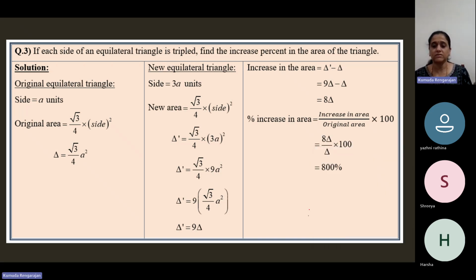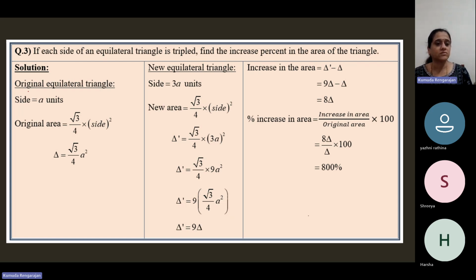Please listen. Since we have a special formula to find the area of an equilateral triangle, you don't have to go with Heron's formula, square root of s into s minus a, s minus b. We have a special formula: root 3 by 4 into side square. So see here.